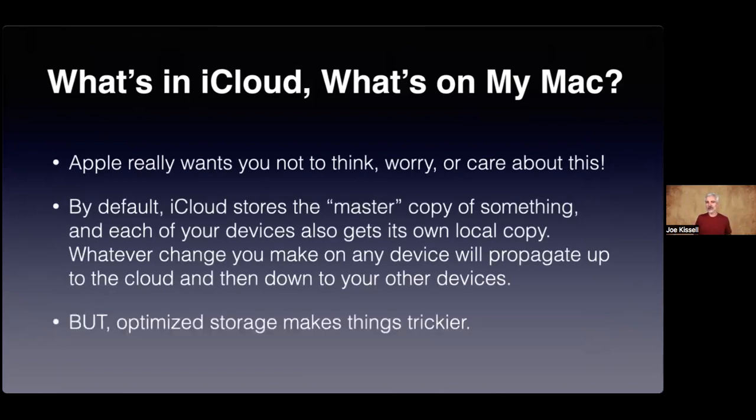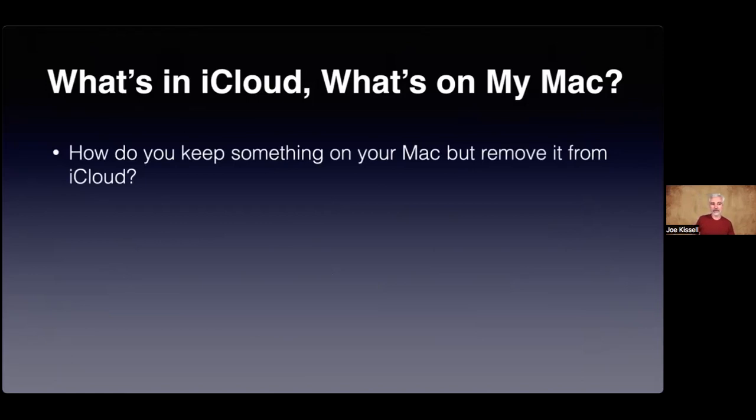Now, optimized storage, as previously discussed, does make this trickier because you might see an icon for a file or folder, but yet the file itself is really not there. The contents aren't there. And that's why I showed you that little icon that's going to show up, the little cloud download icon. That indicates that something is in the cloud but not stored locally.